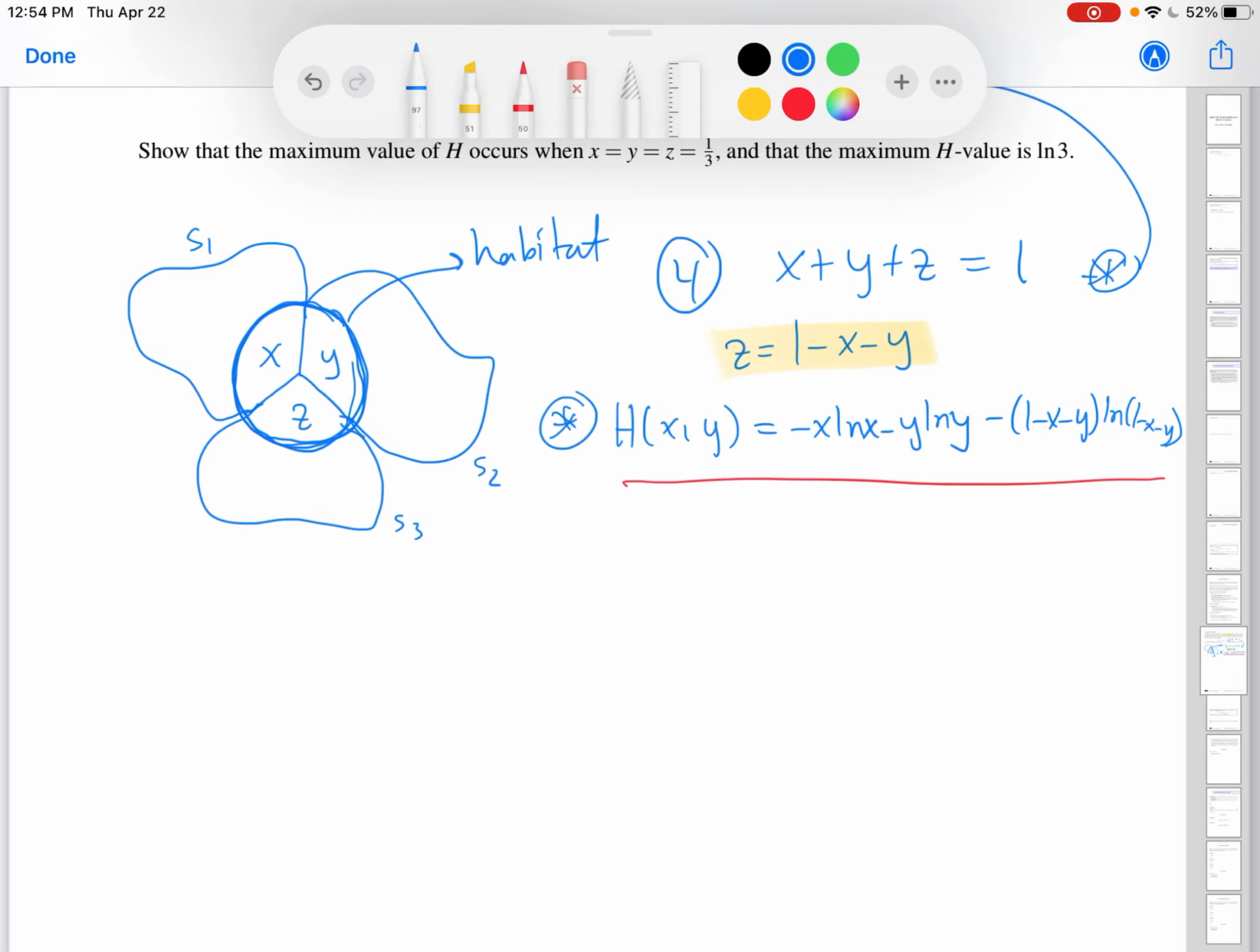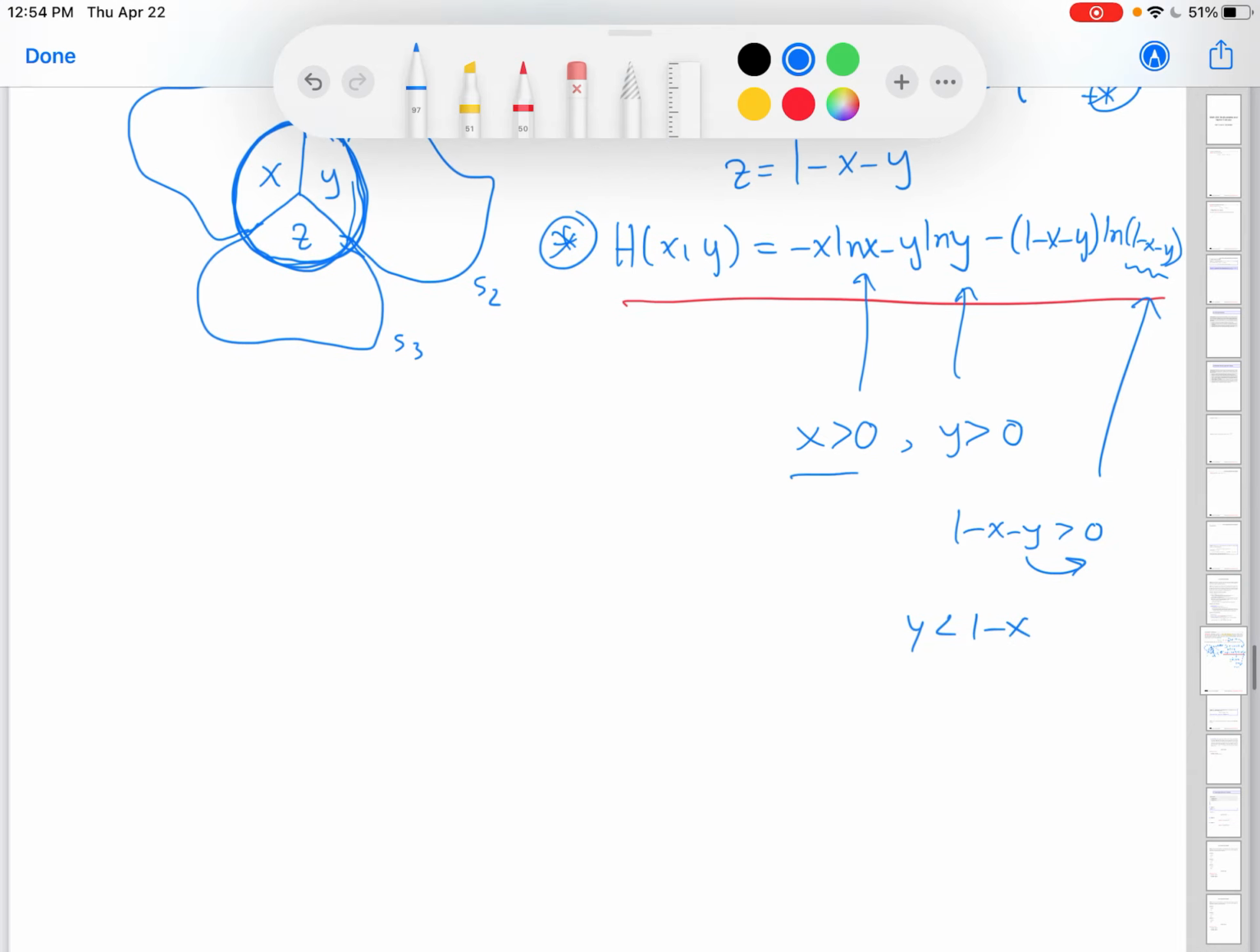So what do we do then with all that information? First of all, here's an x, here's a y. Because of the domains of natural log, we need x and y to be positive. And then over here is another thing that we're putting into a natural log. So we need this to be positive. So if I move over the y, make it a little easier, I will get y less than 1 minus x. So I have 3 pieces of information here that literally constrain the x and y values I can look at.